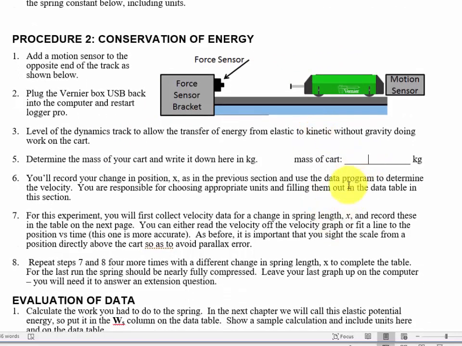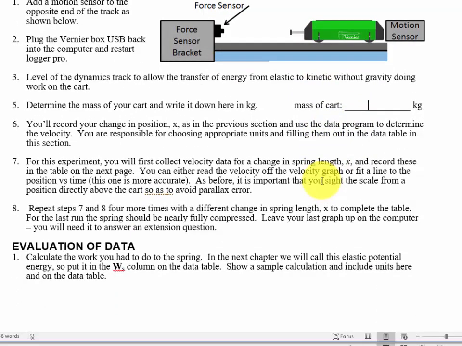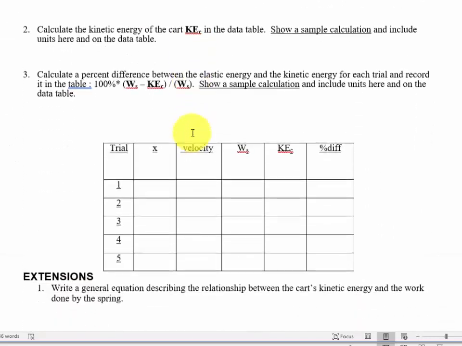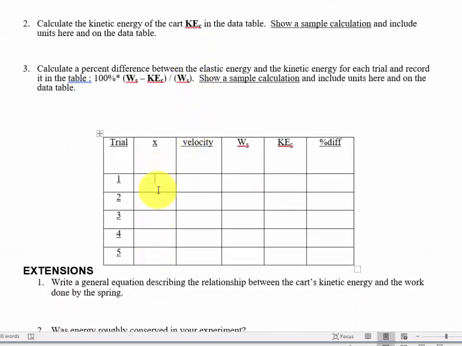Now you're going to go ahead and record the mass of the cart just using the masses in the front of the room, and we're going to record the change in position just like we did for the previous experiment. We're going to compress it by several different amounts, and we're going to measure the velocity for several different times. So you're going to more or less fill this table out. You're going to compress it by several different amounts. Make sure the very last time you do this that you're compressing the spring pretty much the entire length.